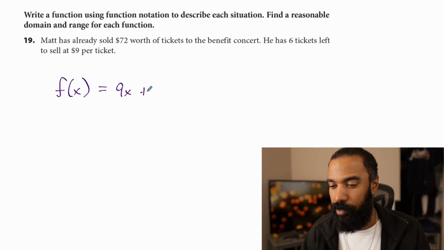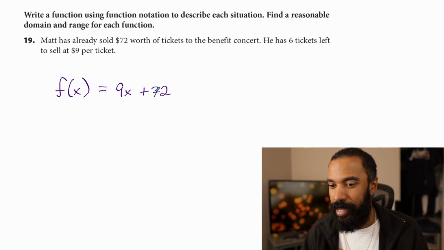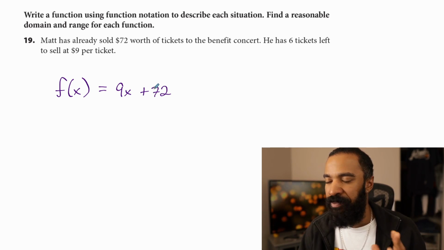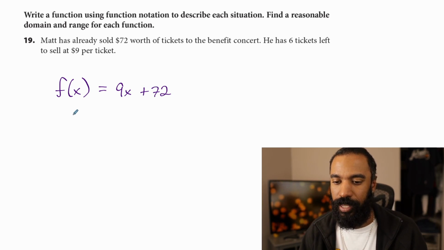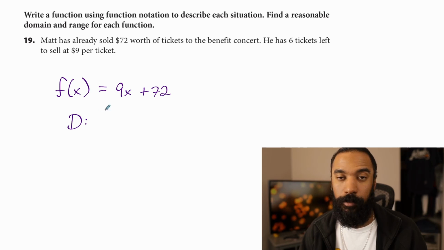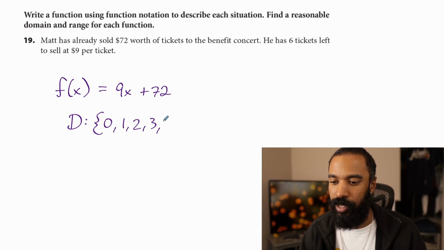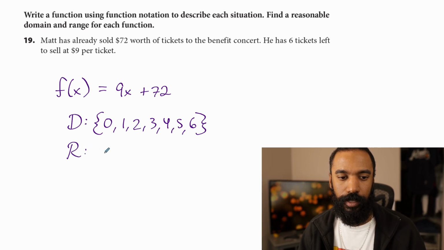He's already sold $72 worth. So that in itself is going to be going up from 72. Now he can conceivably not, oh my goodness, he can conceivably not sell any tickets. You have to understand that that's one of the things that can happen. Any more tickets since here. So 0 tickets sold, or 1 or 2 or 3, 4, 5, and 6. This one could not possibly be a continuous function. It must be discrete. You can't sell half a ticket or anything like that.